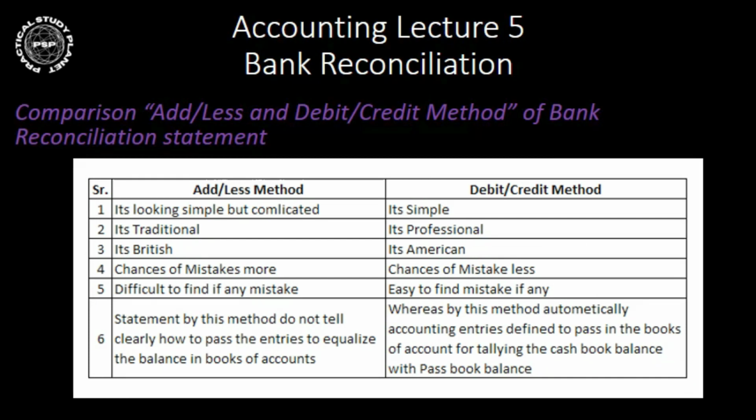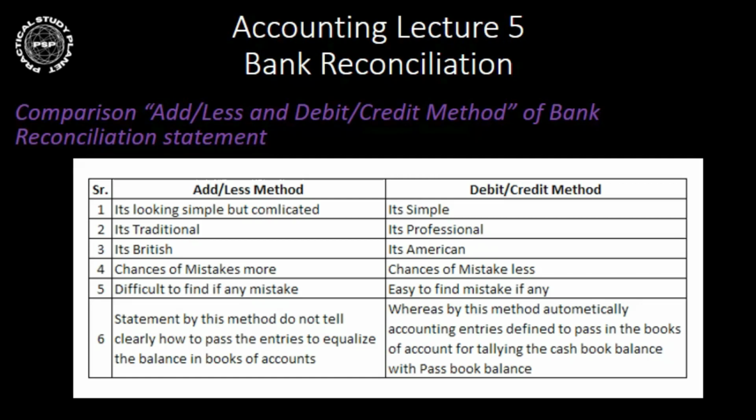Now we will compare the two, what is the difference and what is the advantage and disadvantage of the two methods, add less method and debit credit method. The add less method is looking simple but complicated, whereas the debit and credit method is simple, and the add less method is traditional, whereas the debit and credit method is professional. Add less method is British traditional, and debit and credit method is American traditional.